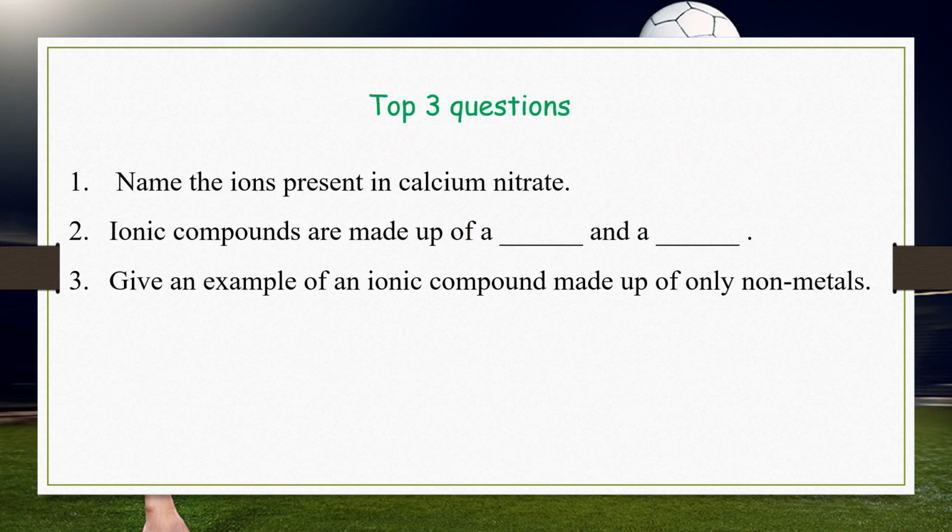With this brief introduction on ionic bonding, let's have a look at our top 3 questions. Question 1, name the ions present in calcium nitrate. Question 2, ionic compounds are made up of a dash and a dash. You try and fill in appropriately. You can let me know in the comment section. Then question 3, give an example of an ionic compound made up of only non-metals. That should be easy to answer.